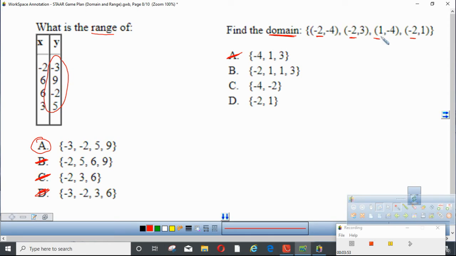So we have 1 right here, and this one doesn't have a 1. This one has -2 and it has 1, but then it also has a 3, and there's no 3s for the X's. So it can't be that one. So the answer's got to be D.